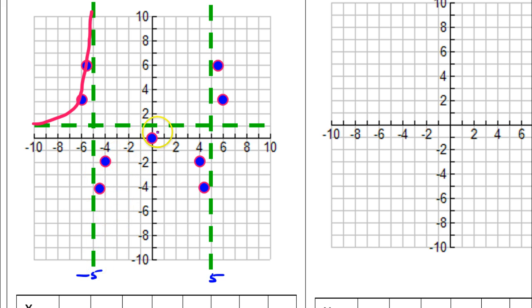Meanwhile, in this part of the graph, it's going to be passing through these points and approaching the asymptotes on either side. So it's got to be doing this type of a thing. And on this portion of the graph, it's got to approach the asymptotes on either side while going through those points. So your graph should look very much like this.